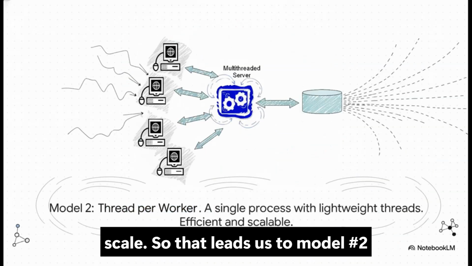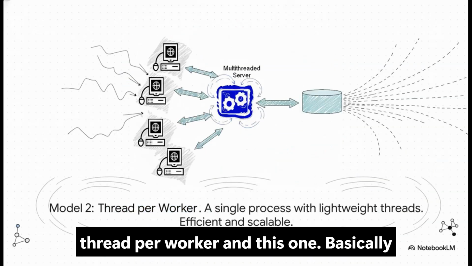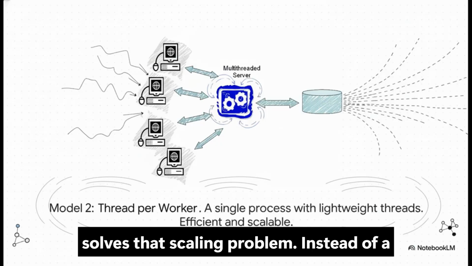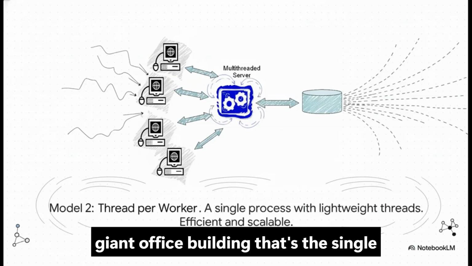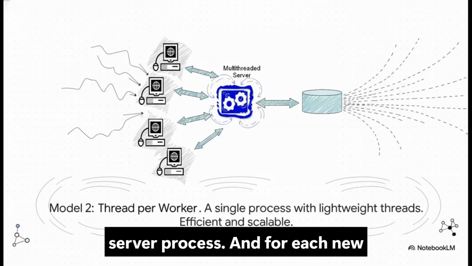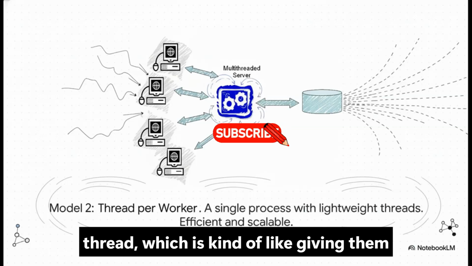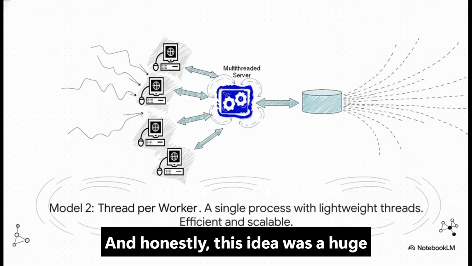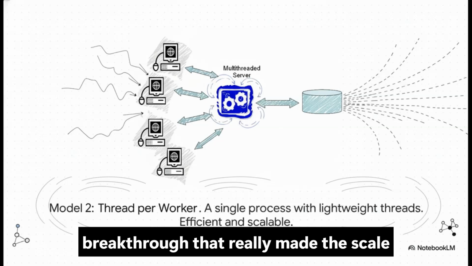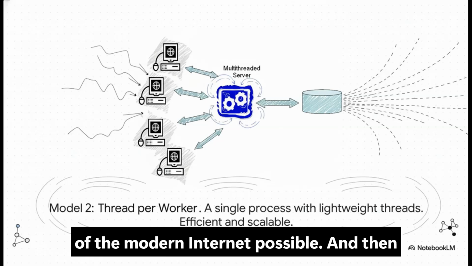So that leads us to model number two, thread per worker. And this one basically solves that scaling problem. Instead of a whole new workshop, now you have one giant office building. That's the single server process. And for each new connection, it just assigns a lightweight thread, which is kind of like giving them a cubicle. It's so much more efficient. And honestly, this idea was a huge breakthrough that really made the scale of the modern internet possible.